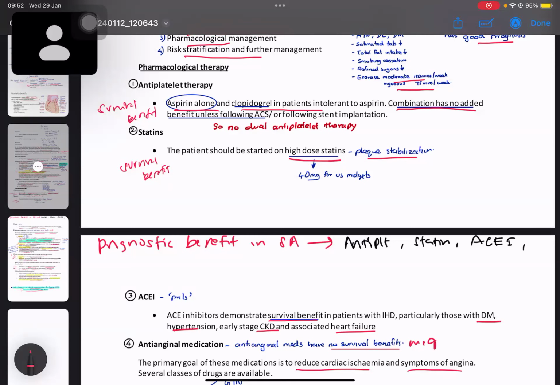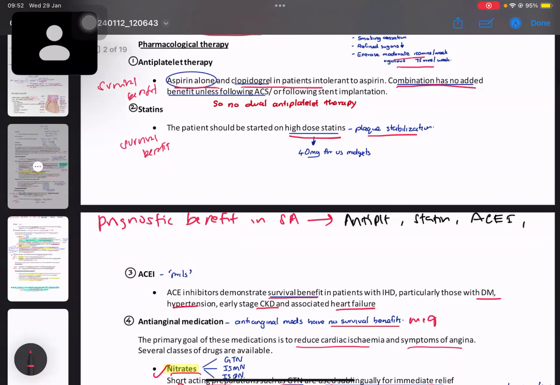It's wrong. Aspirin has survival benefit in chronic stable angina. So those things you have to be clear, because those are the things that are checked in common MCQs. So there is no dual antiplatelet therapy in chronic stable angina. The next drug is statin.